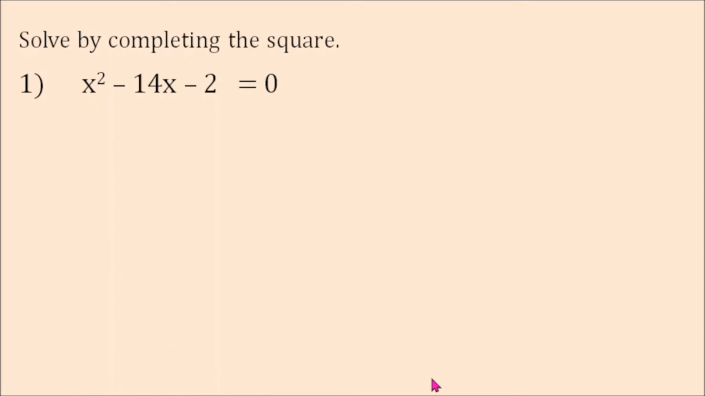Now we are ready to solve quadratic equations by completing the square. So number 1, x squared minus 4x minus 2 equals 0. The first thing we are going to do here is to move the constant to the right hand side of the equation. So we are going to add 2 on both sides. So it becomes x squared minus 14x equals 2.